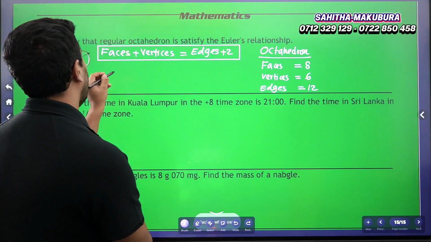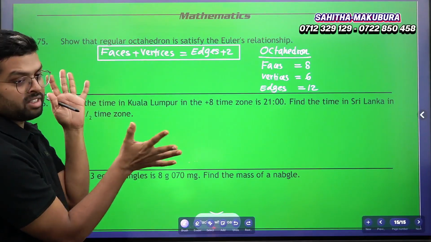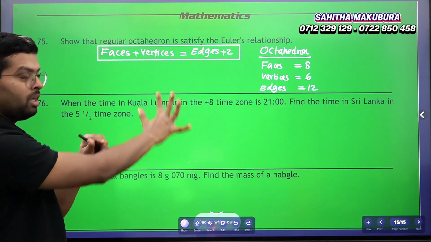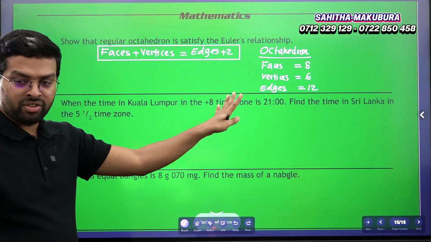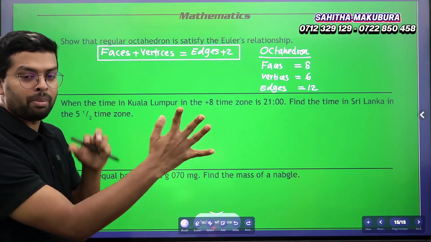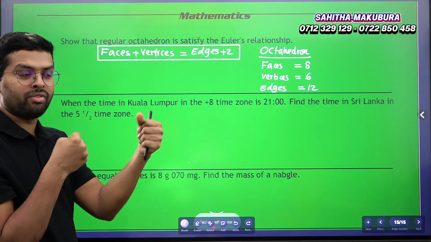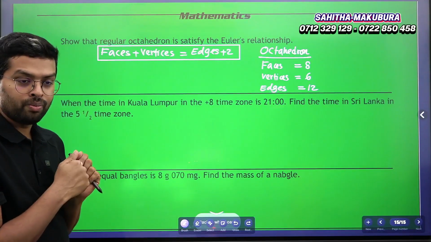Okay. What we have to do is prove that it satisfies Euler's relationship. So this is Euler's relationship. Let's take the left hand side of the equation and the right hand side of the equation and find the values separately. If the left hand side value and the right hand side value are equal, then this is true.